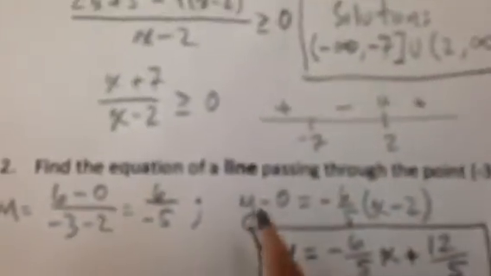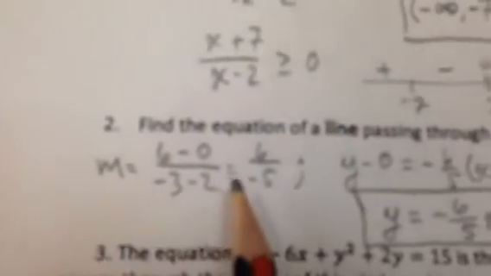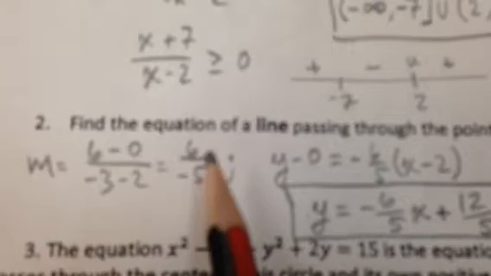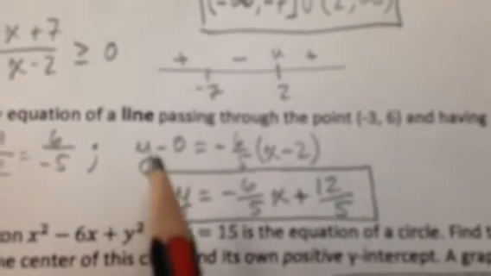Okay, next problem there. Finding the equation of a line that goes through the point negative 3, 6 and has an x-intercept of 2. Well, an x-intercept of 2 means that the coordinates 2, 0 are on the line. So all I have to do is find the equation of the line that goes through those 2 points. Well, first I figured out the slope, and it gives me this number, negative 6 over 5. So I'm going to use the point-slope form here to get things started.